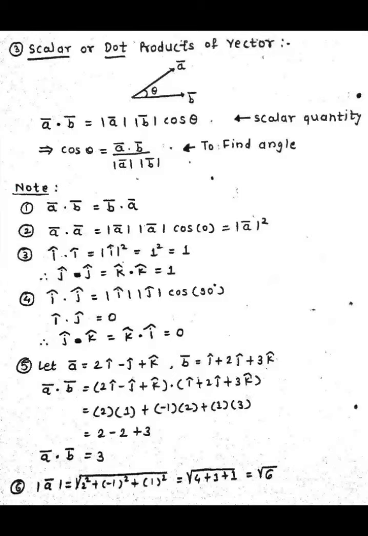Second thing, when we take the dot product of a similar vector, that is a bar dot a bar, then according to this formula, we can write magnitude of a bar into magnitude of a bar into cos of theta. Theta here is 0 because the angle between a vector and itself is always 0. So cos theta is cos 0, which is 1 here. So magnitude of a bar square is left.